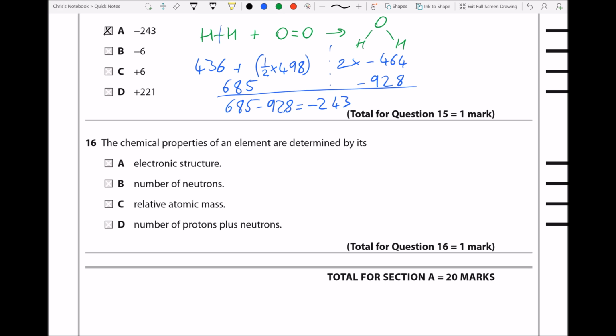Number of protons and neutrons is basically the same as the atomic mass. So that's not going to have any effect. It is basically just electron structure. You just have to remember that. So that is obviously 16 is A.